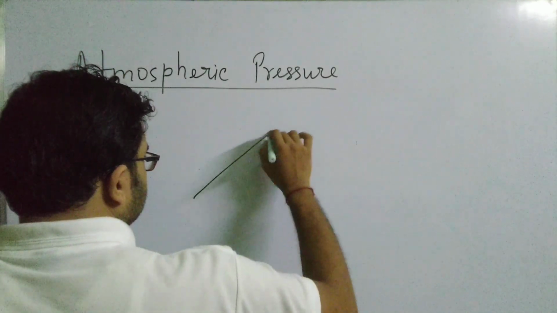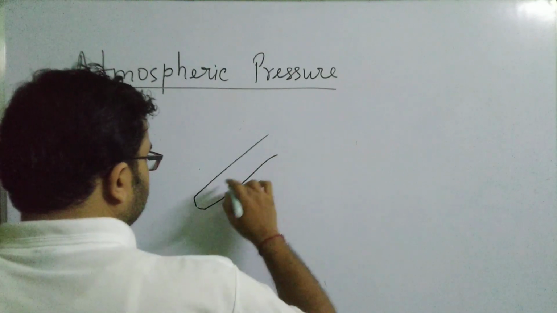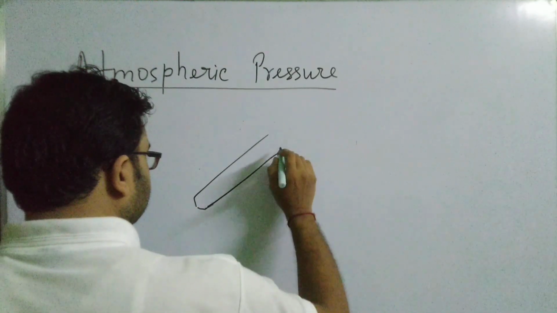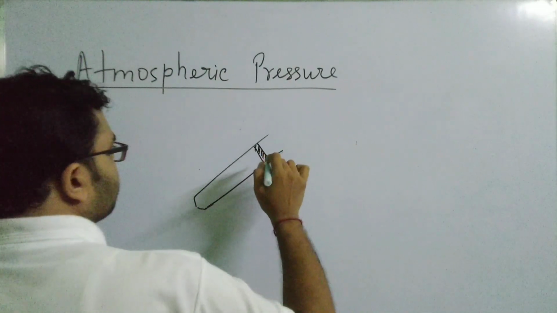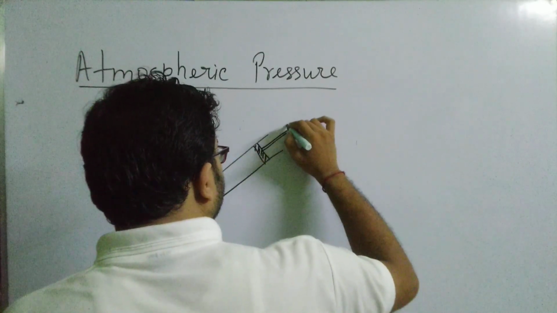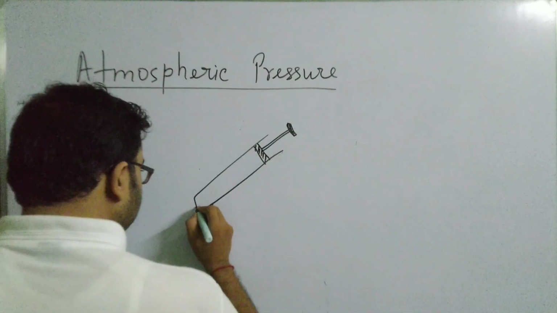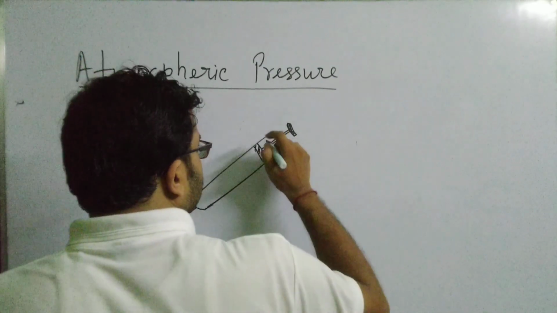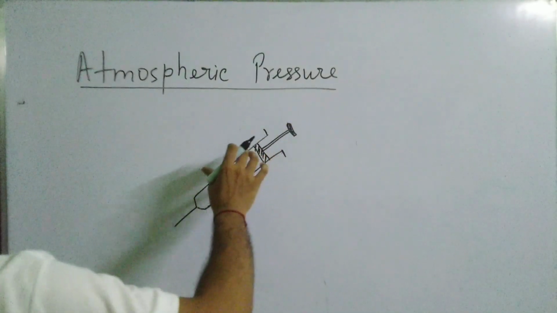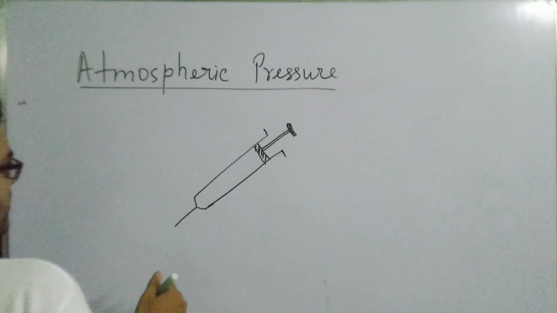Okay, what happens? The syringe, if we magnify the view and draw it, has a structure something like this. There is a piston-like structure here, and there is a bottle. Here the needle is present. Now, what happens when we move this syringe piston in the upper direction? It will suck in air.